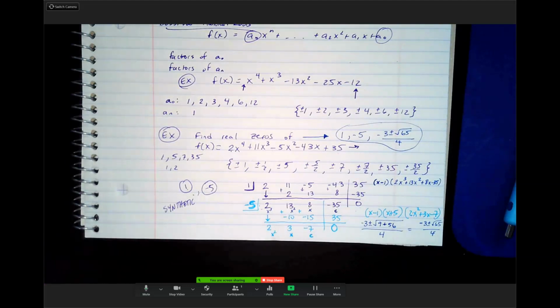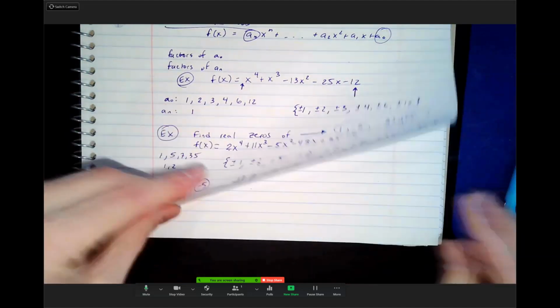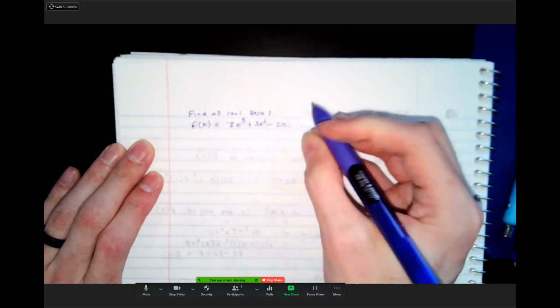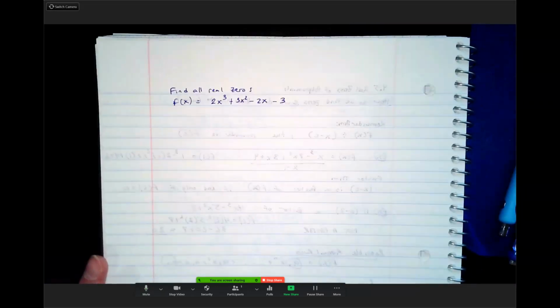All right, let's do one more. So what if I asked you to find all real zeros of f of x equals 2x cubed plus 3x squared minus 2x minus 3?